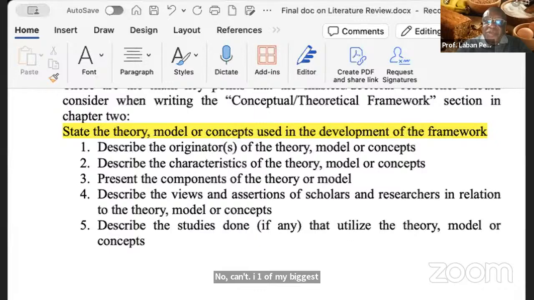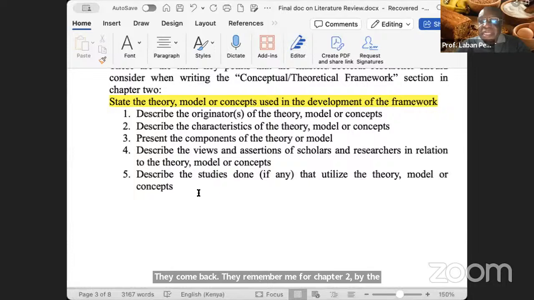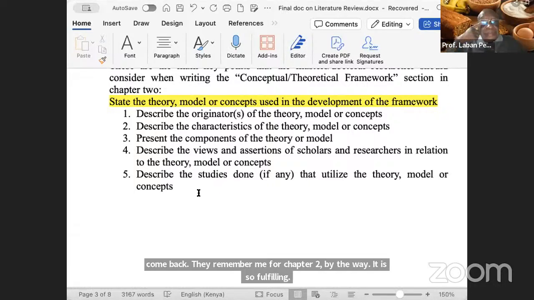One of my biggest achievements as a supervisor is when I finish with my students in chapter 2, they come back. They remember me for chapter 2, by the way. It is so fulfilling because that's what makes you a researcher.